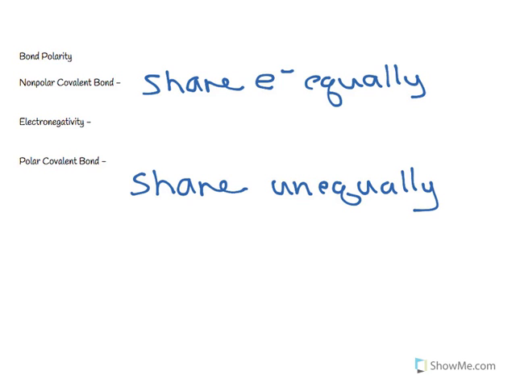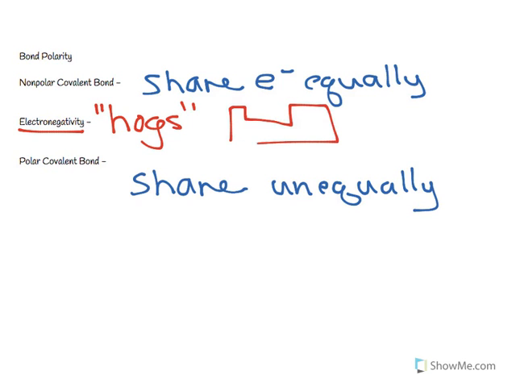So how do you know if you have a polar covalent or a nonpolar covalent bond? The difference is basically you have to look at the electronegativity of the elements. Remember, electronegativity is how much an atom hogs electrons towards itself. And we said that fluorine was the most electronegative element.